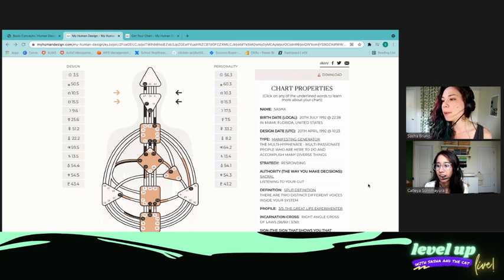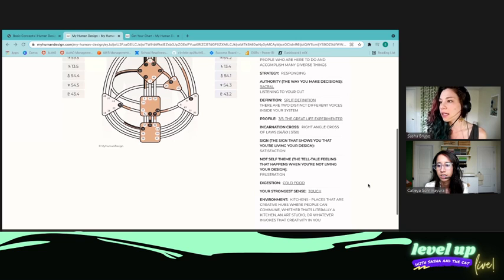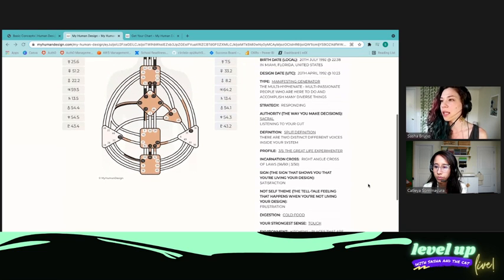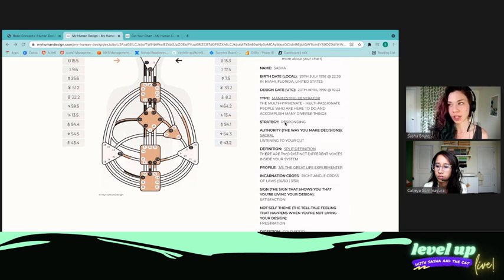And for example, with identifying it, on the right side, it says strategy. And it says responding. Like every design type has a different strategy of how they maneuver through life. So for manifesting generators, it's responding. And the sacral part too, listening to your gut.